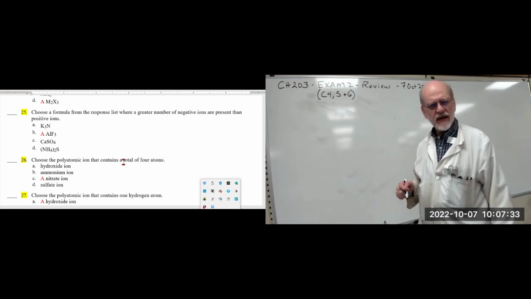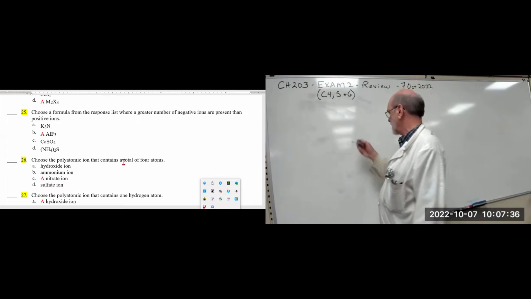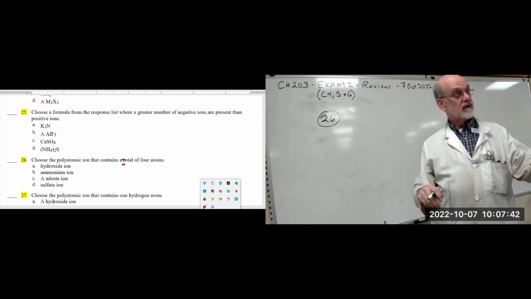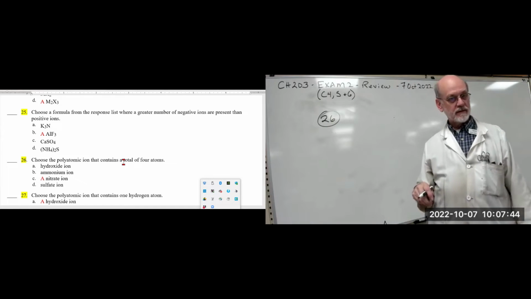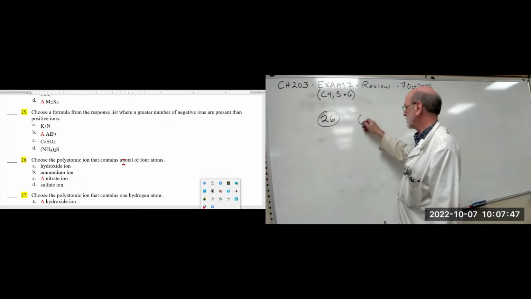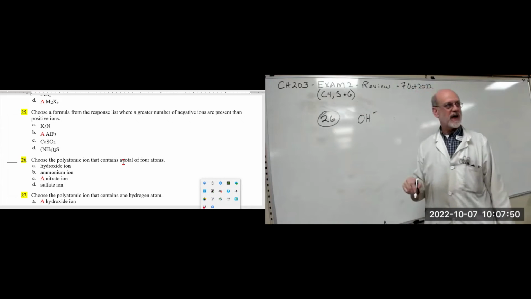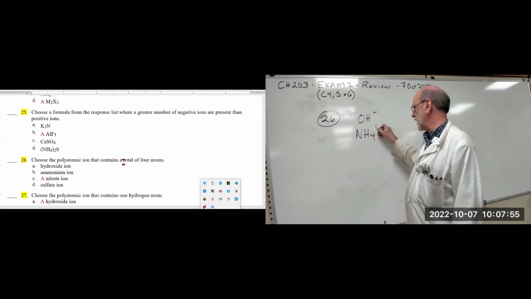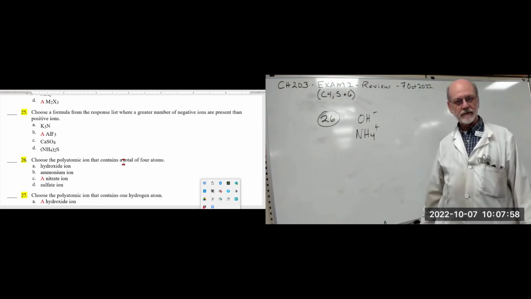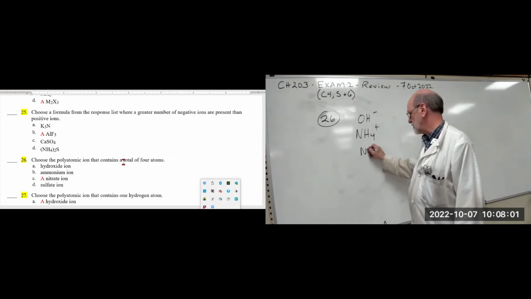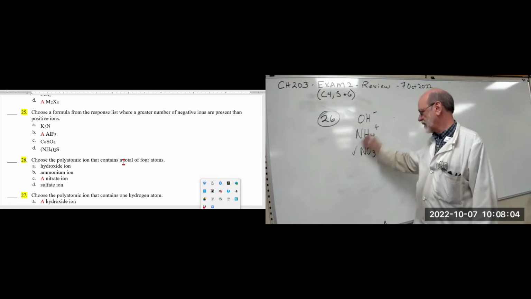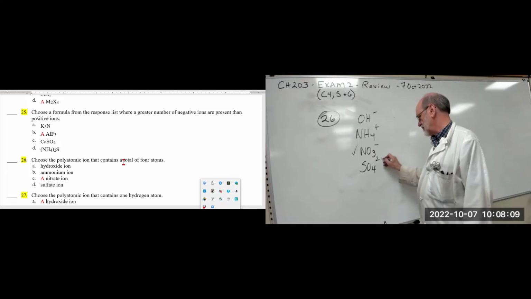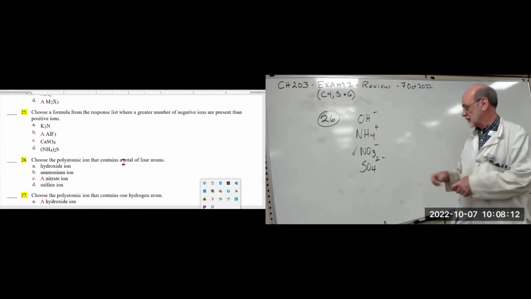26, choose the polyatomic ion that contains a total of 4 atoms. So here you have the name and you've got to associate the formula with it. Hydroxide ion. Nope, that's only 2 atoms. How about ammonium ion? Remember that one? We just put that one up there. That's 5. That's not it. Nitrate. Yep, that's 4. Sulfate. That's 5. Okay, so nitrate's the answer.